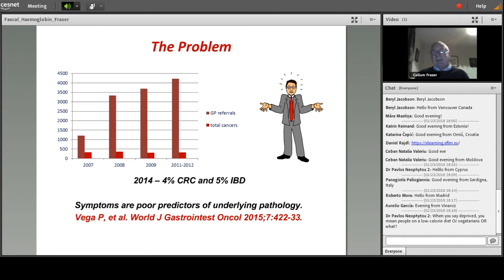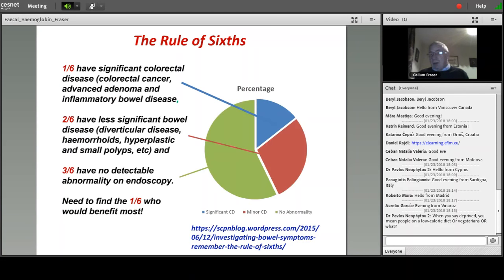In the NHS, you can see that over time the number of referrals increased, and increases for a variety of reasons. But the number of cancers and inflammatory bowel diseases detected stays the same and is actually a very small proportion. One of the ways that we thought you could look at this is the rule of 6, an approximation. So 1/6 of the population being referred for colonoscopy in primary care do have significant colorectal disease.